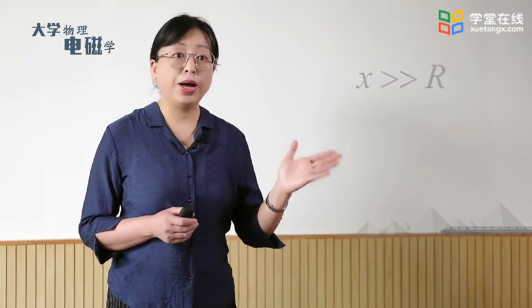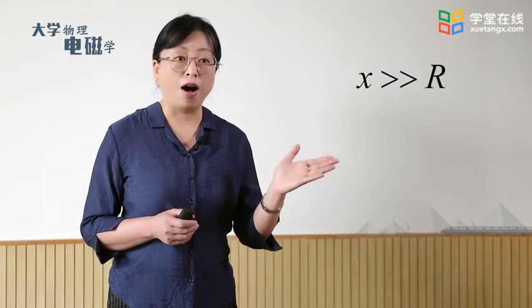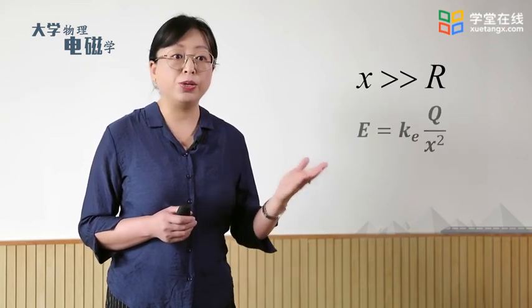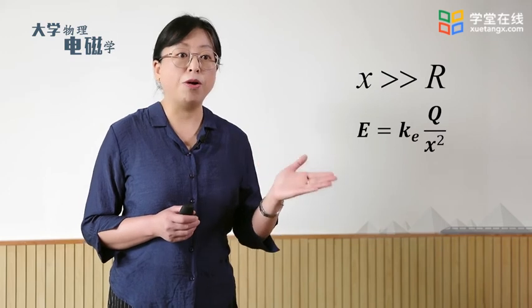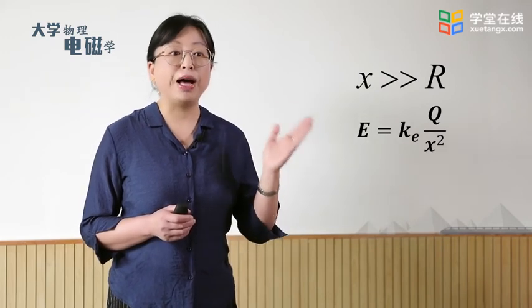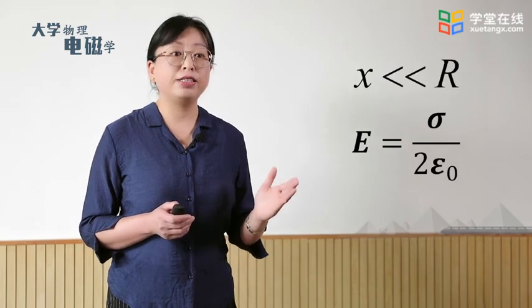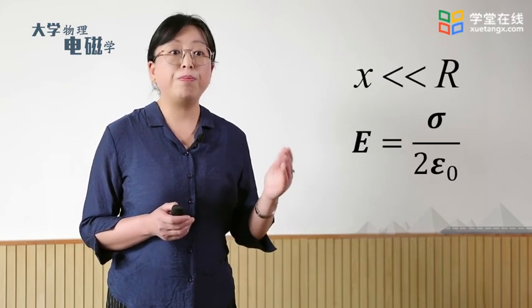When the point is very far away from the disk, in which x is much larger than r, the disk can be treated as a point charge, and the expression reduces to the same form as the electric field created by a point charge Q. If x is much smaller than r, the expression reduces to this one, which gives us the near field approximation. Then, if the disk becomes infinitely large, how about the field?